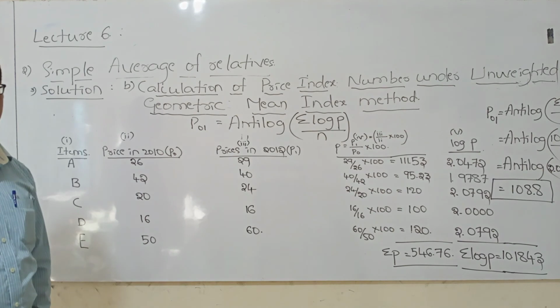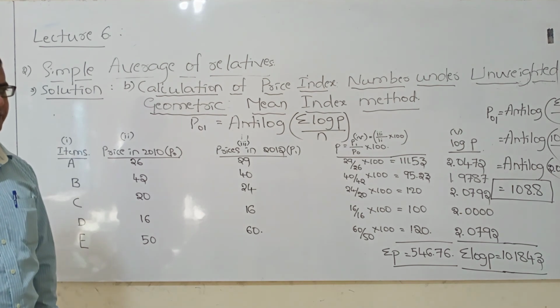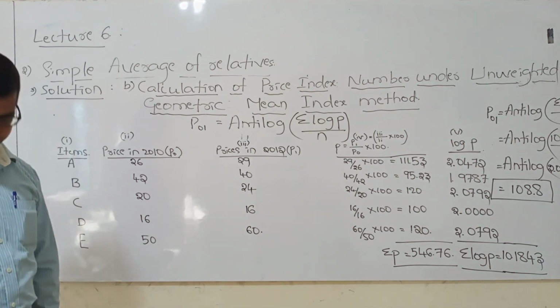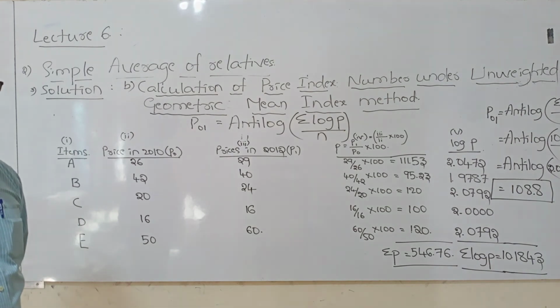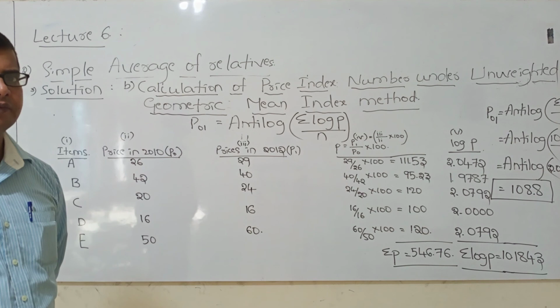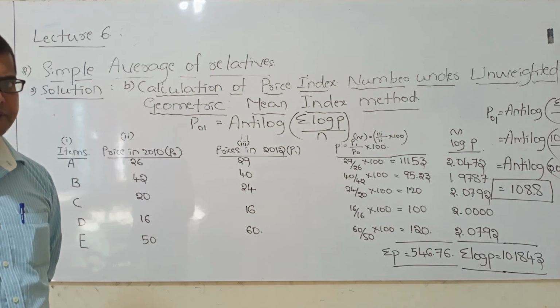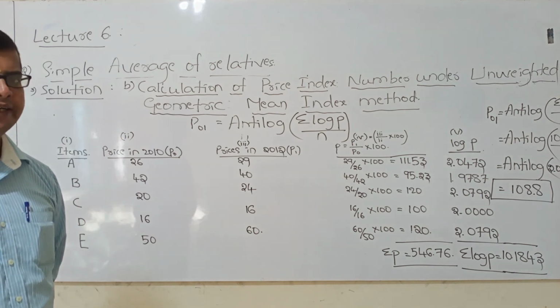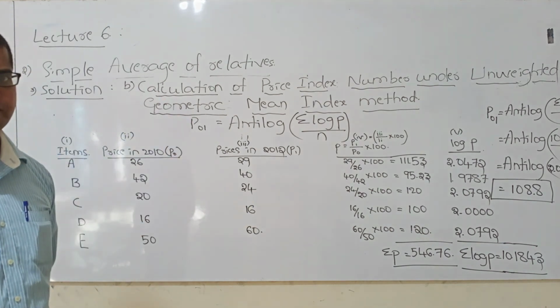Okay, so with this solution for problem number 3 of the exercise, I conclude today's class. Hoping that you understood each and everything we covered in this particular class. Anyhow, we discussed only one problem, but we applied both the methods. Why did we apply both the methods? Because it is given in the question, directly, to calculate price index number under unweighted arithmetic mean index and under unweighted geometric mean index. So both the methods are given. We calculated values under both the methods.